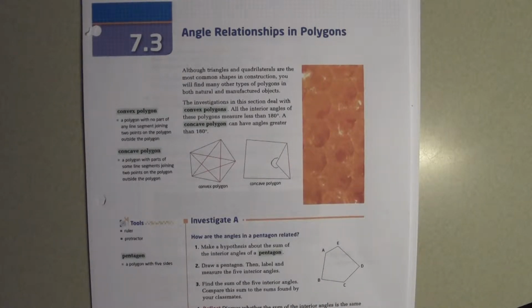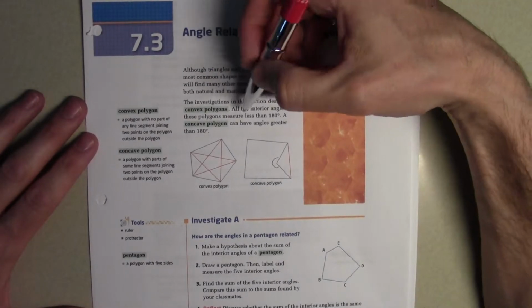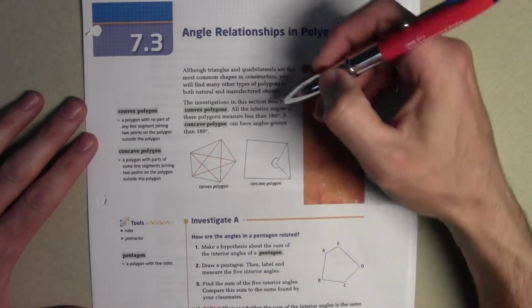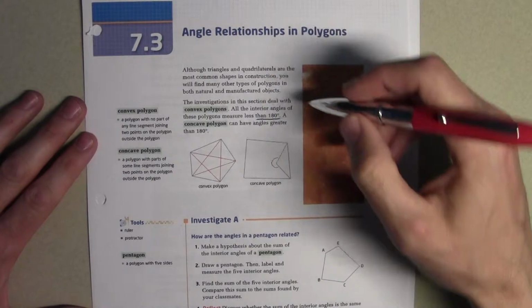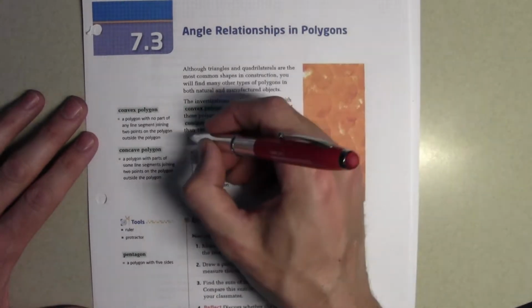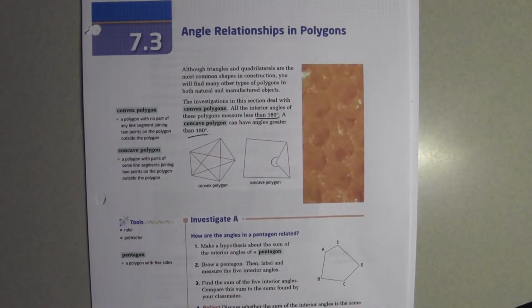Convex polygon, a polygon with no part of any line segment joining 2 points on the polygon outside of the polygon. And concave, a polygon with parts of some line segments joining 2 points on the polygon outside the polygon. All right, another way to think of it, I think a better definition: convex has all interior angles less than 180, and concave can have angles greater than 180. That's a better definition, I think.